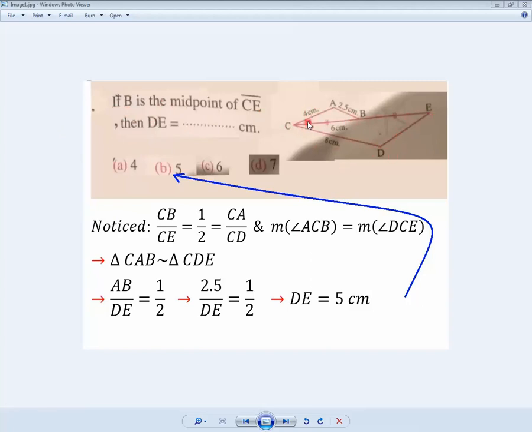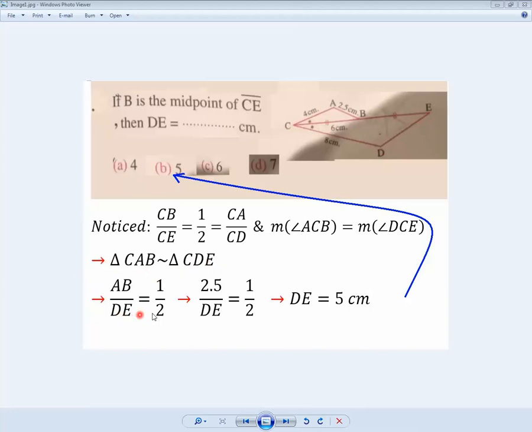First of all, notice CE bisects angle ACB. So we have 2 similar triangles here, because I noticed that the ratio between CB and CE is half. The ratio also between CE and CD equals half. So we have a ratio between the 2 sides CB and CE, and the 2 sides CE and CD. Number 2, it's the matter of the bisector of the angle. The 2 angles here are equal. So I have the reasons for similarity. I can say now triangle CAB is similar to triangle CDE.